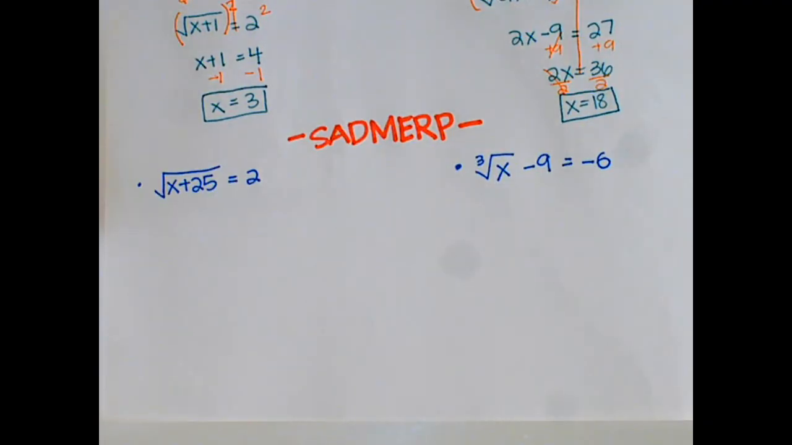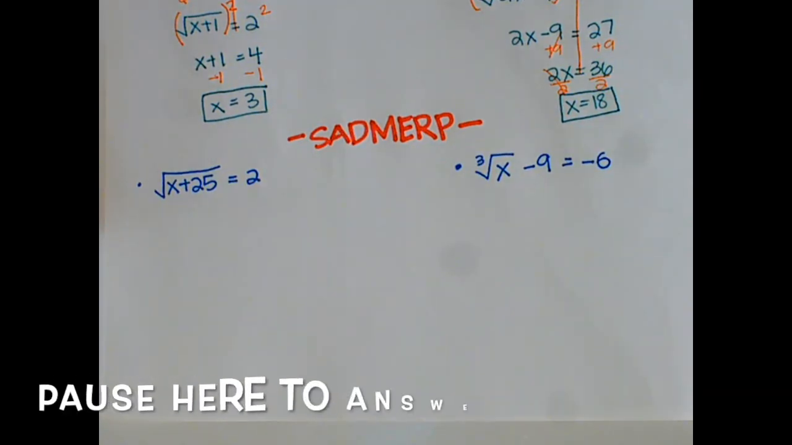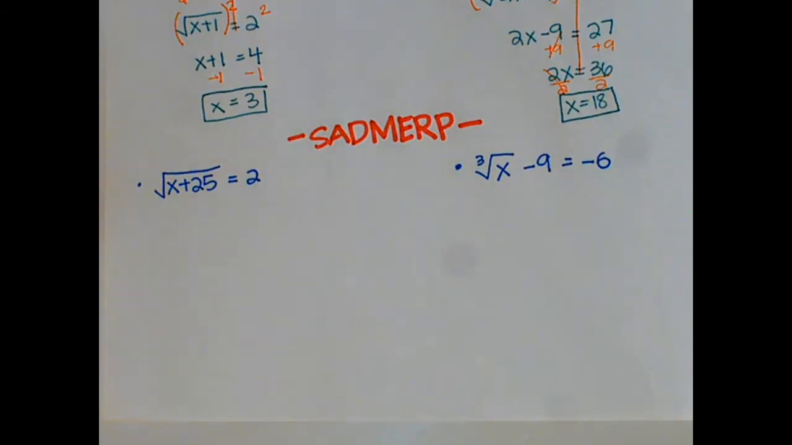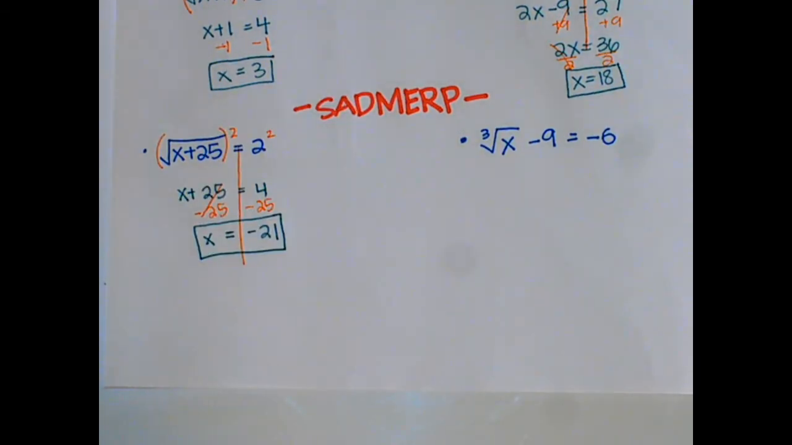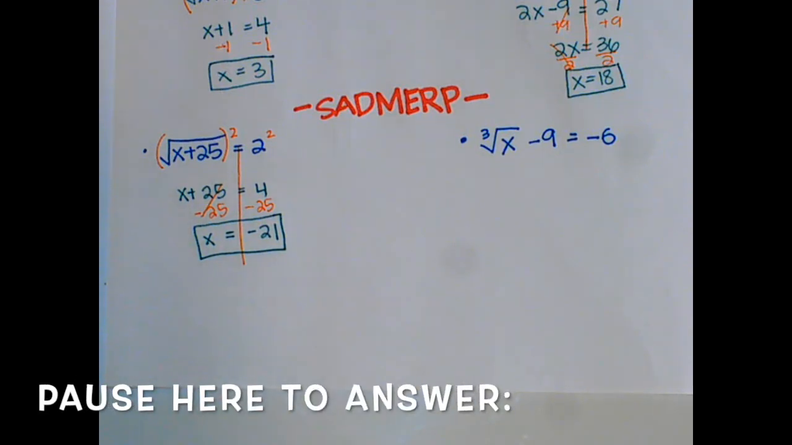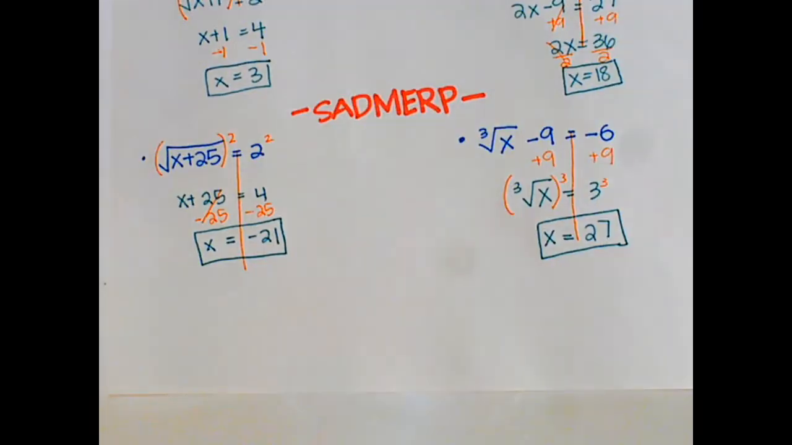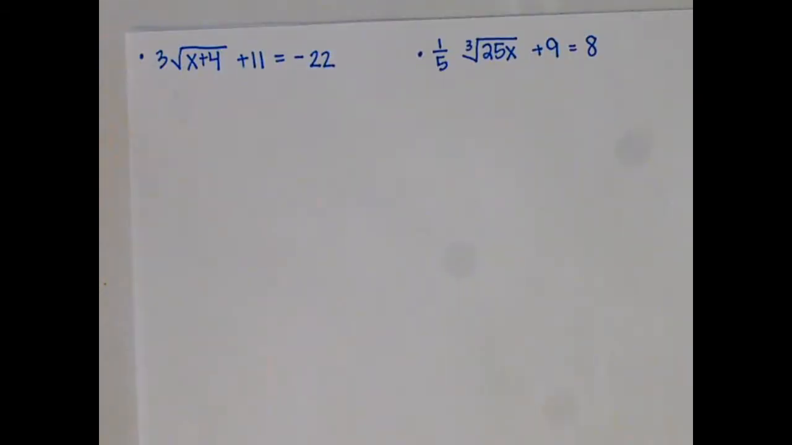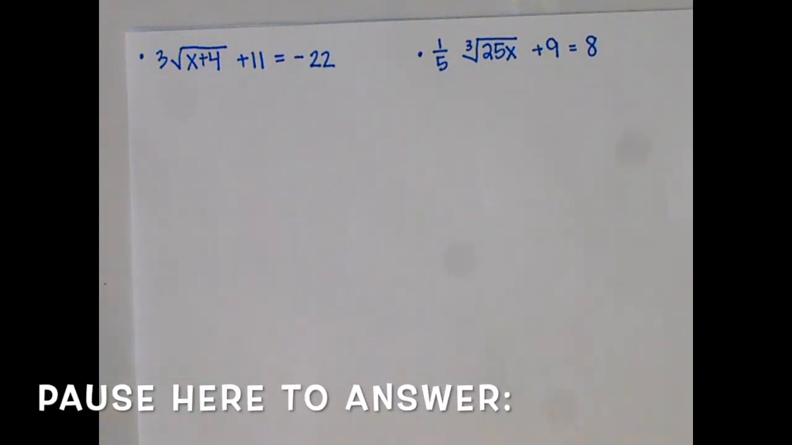Okay, so here are 2 more examples that I want you to work on. For the first one, you should have gotten negative 21. And for the second, you should have gotten x is equal to 27. Okay, with these next 2 problems, I want to address common mistakes that I suspect may be happening with these. So go ahead and get started with the first one.